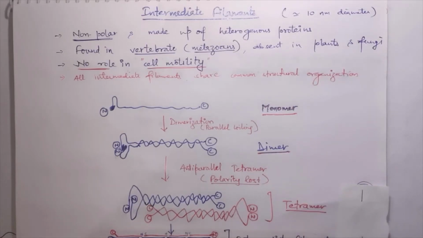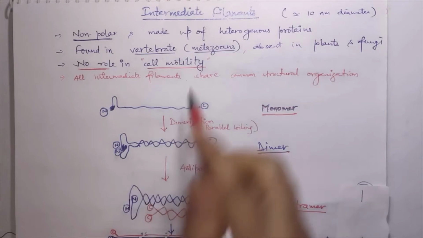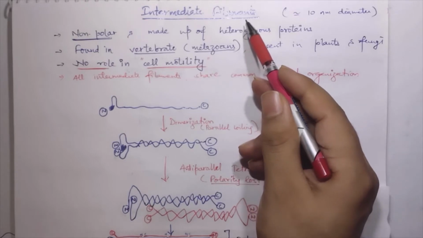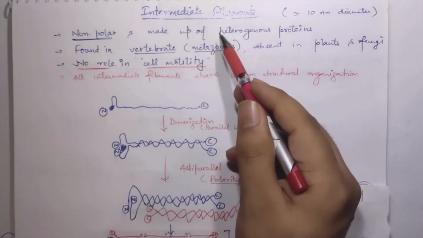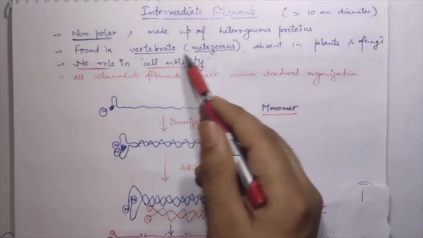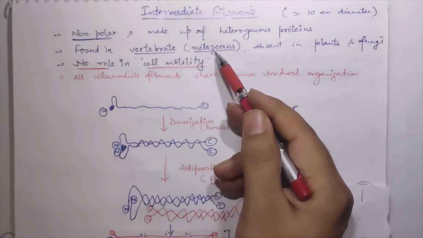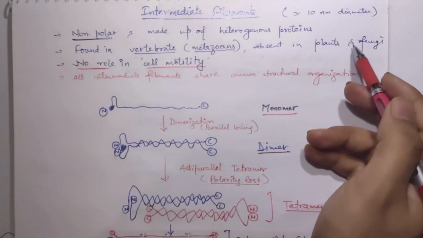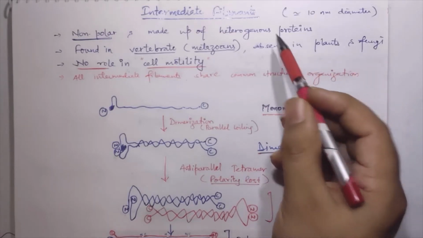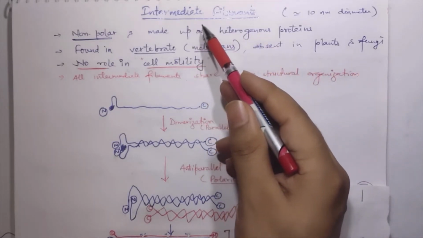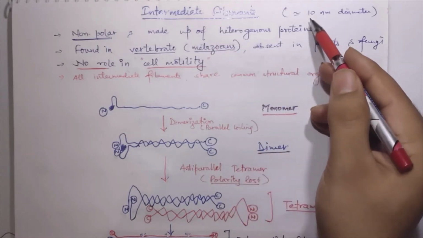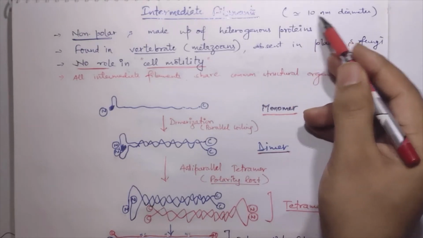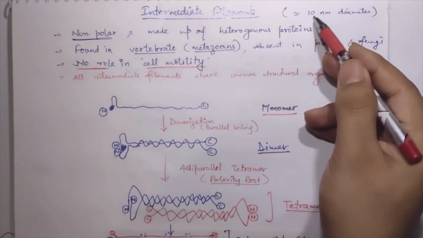Hello everyone. We are here with our next topic, intermediate filaments. It is a type of cytoskeletal element that is usually found in vertebrates and lower metazoans, including mollusks, nematodes, etc. But they are absent in the case of plants and fungi. As I have discussed earlier, these intermediate filaments have a diameter in between microtubules and microfilaments, that is, they have an average diameter of around 10 nanometers.